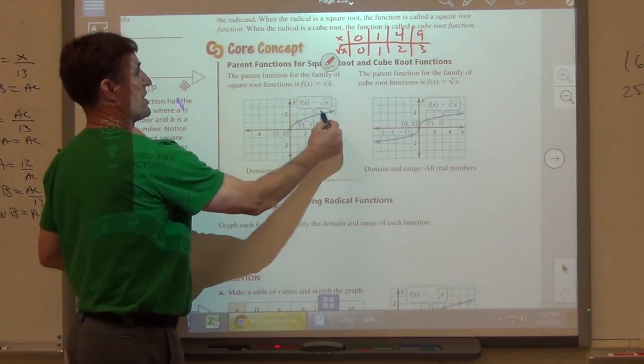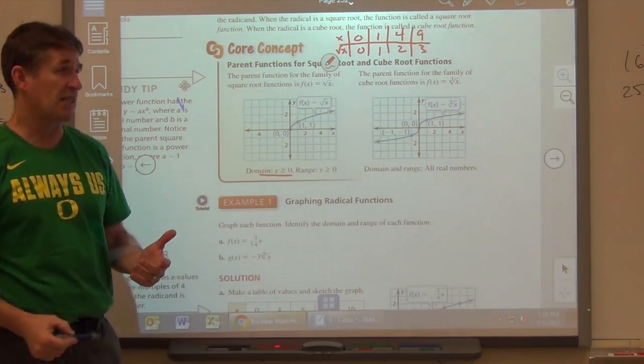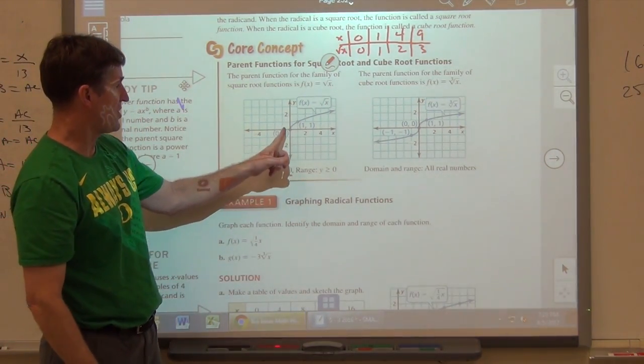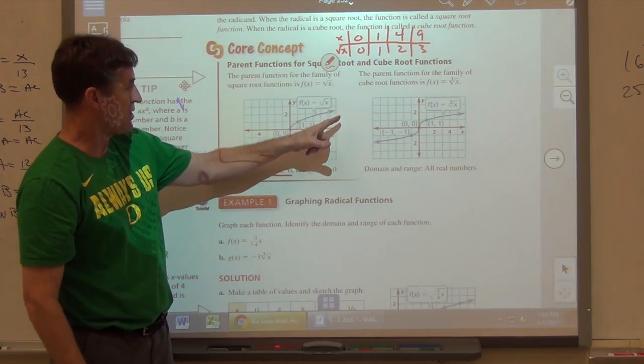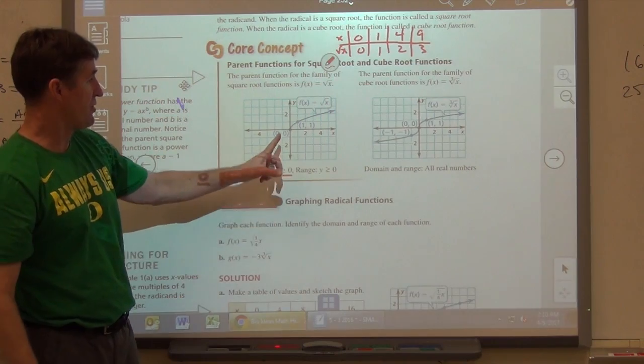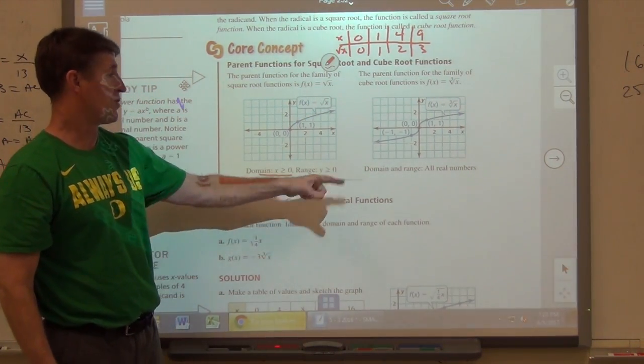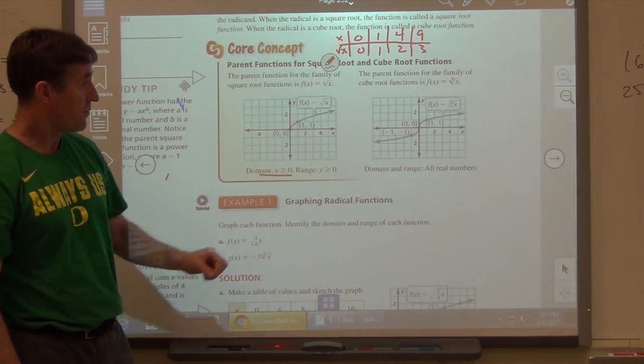So the graph would look something like this. And the domain, remember the domain is the x values. The domain starts at 0 with the x values and then goes up as we go across here. And the range is the y values, and the y values have a lowest point at 0 and then go up from there. And so y is greater than or equal to 0.